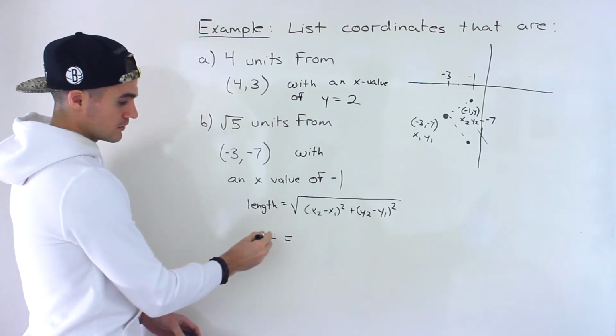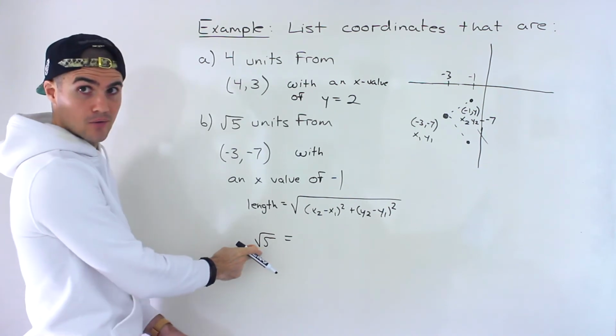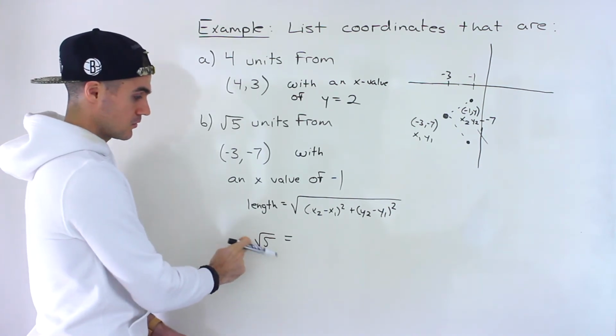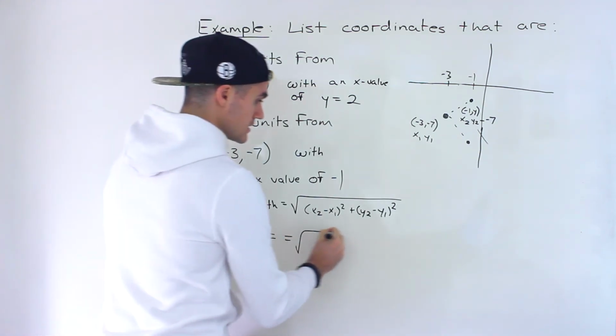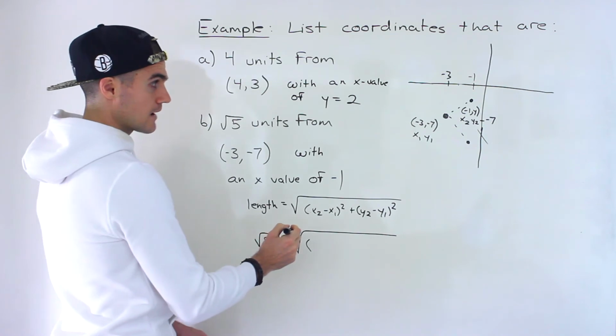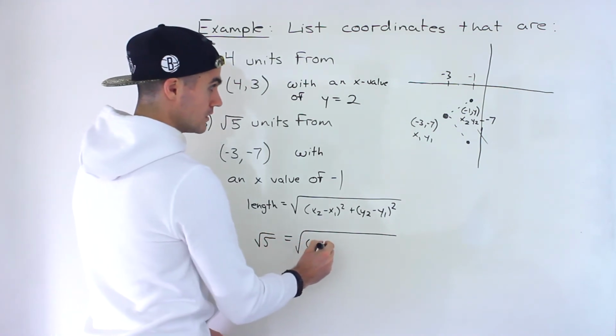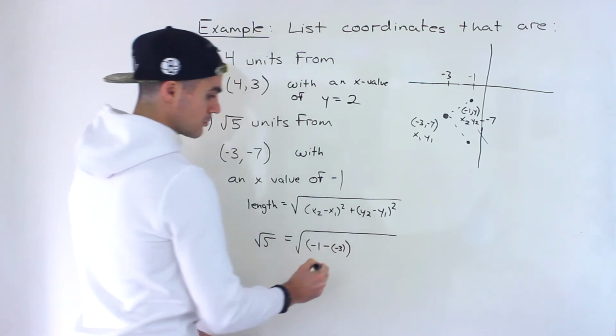Or before it was not a decimal, but an integer, 4 units. Well, now it's going to be an irrational number, root 5. And then this right side is going to stay the same. So we'll have x2, which is -1, minus x1. So be careful here with the brackets, right?